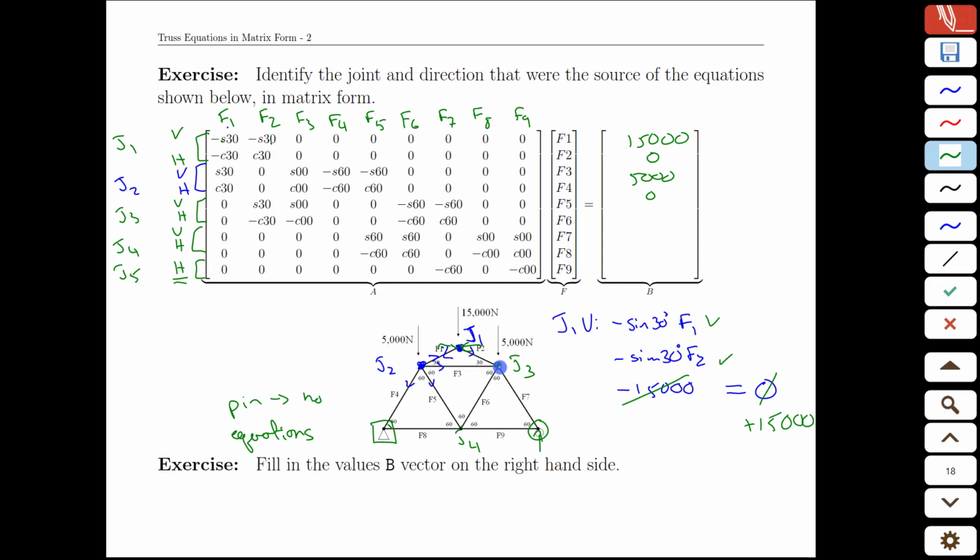And only when we get to the third joint, joint 3, the vertical equation, we add up all those forces, and we should get that minus 5,000 equals 0. Or we do the same trick again, we bring that 5,000 to the right-hand side of the equals in our equation, and it turns positive. And after that, we end up with zeros all the way through the rest, because there's no external forces on the horizontal joint 3, either the directions on joint 4 or on the roller.